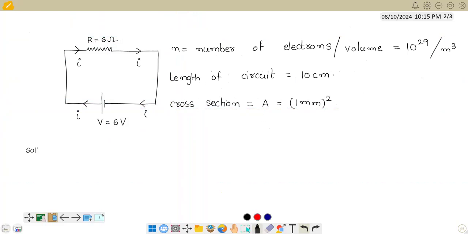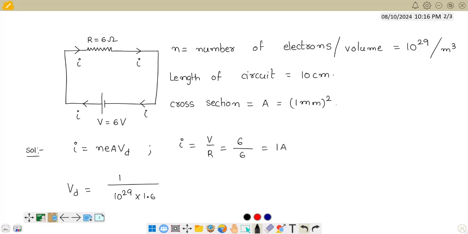Now, let us assume we know the relation between current and drift velocity: I equals NeAvd. To find the current, I equals V by R. This is the steady state current. V is 6 and R is 6, so the current is 1 ampere. Let us use this information to find the drift velocity. Drift velocity is 1 divided by N, which is given as 10 power 29, the charge of the electron, which is 1.6 into 10 power minus 19, and the area, which is 1 mm square, so 10 power minus 3 whole square, so it would be 10 power minus 6.